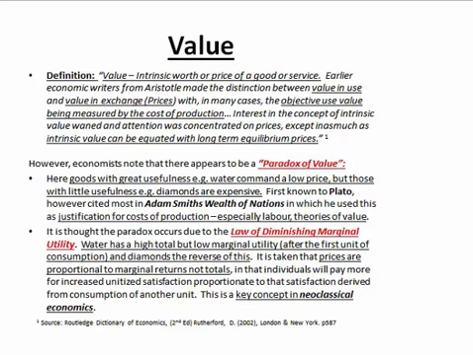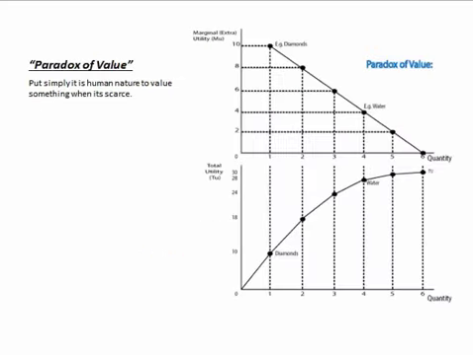Water has a high total but low marginal utility after the first unit of consumption, and diamonds the reverse of this. It's taken that prices are proportional to marginal returns, not totals, in that individuals will pay more for increased unitized satisfaction proportionate to the satisfaction derived from consumption of another unit. This is a key concept of neoclassical economists, and it can be shown graphically here.